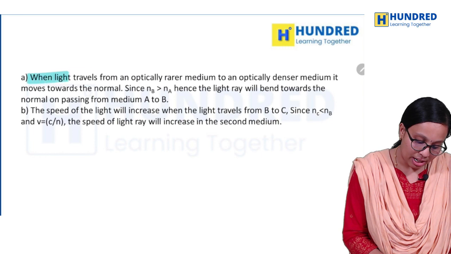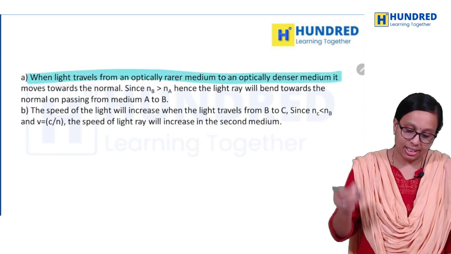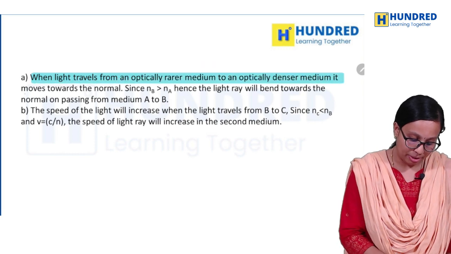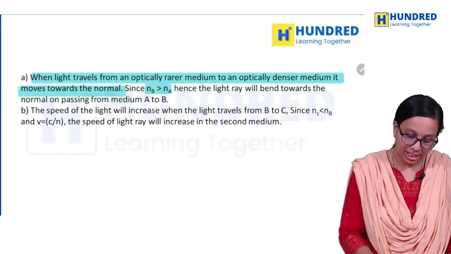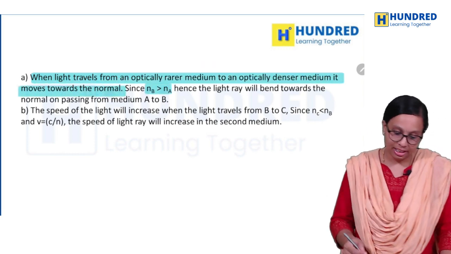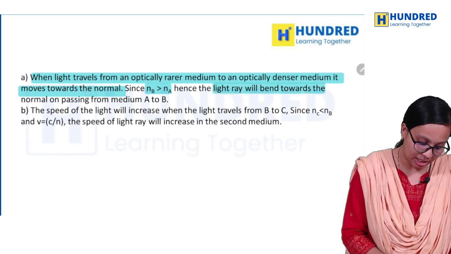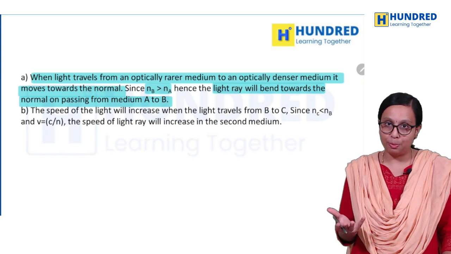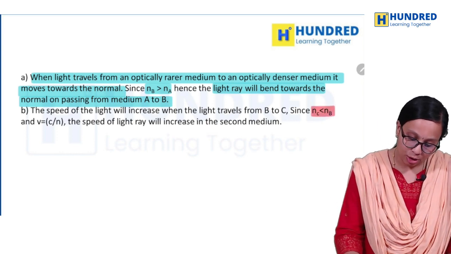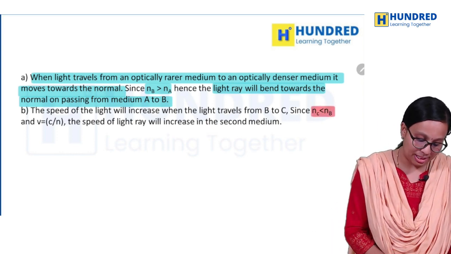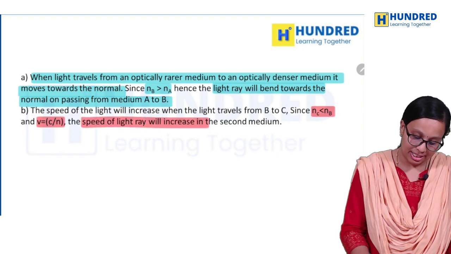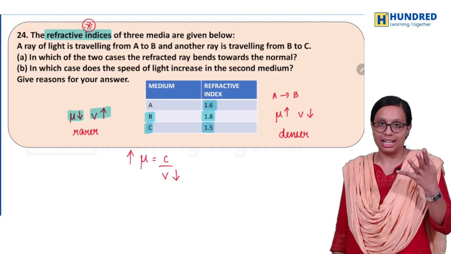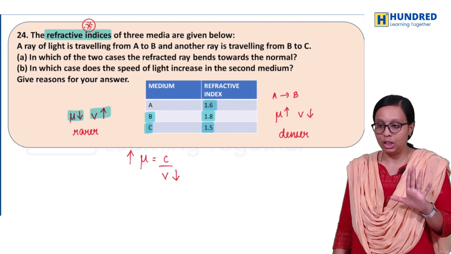Here is the answer. When a light ray from an optically rarer medium enters into a denser medium, it moves towards the normal. Since the refractive index of B is greater than A, the light ray will bend towards the normal on passing from A to B. And then in which medium will the speed be greater? The refractive index of C is less than B, which means the speed is greater in the second medium. Okay, so this is the answer. With just the concept, you can answer in your own words. So this is the concept.